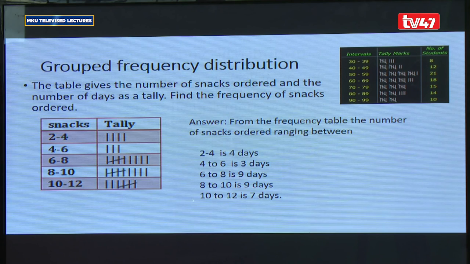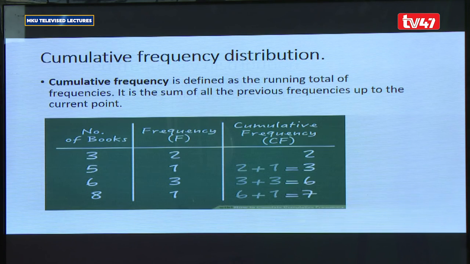And then we have the grouped frequency distribution, where we have the intervals 2 to 4, 4 to 6, 6 to 8, 8 to 10, and 10 to 12. And then you can see the studies that are giving us the frequencies. All of this amount of data has been summarized in that frequency distribution.